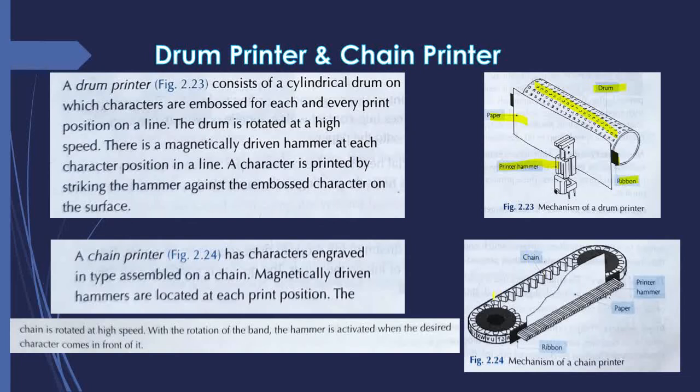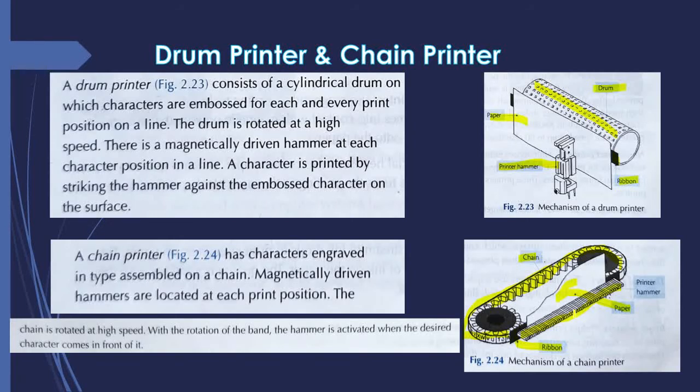This is the mechanism of a chain printer. This is the chain, and on the chain the characters are there. This is the paper, this is the printer hammer, and this is the ribbon. Here you see when the character appears here, the printer hammer strikes it, and it prints out on the paper. This is the mechanism of a chain printer.